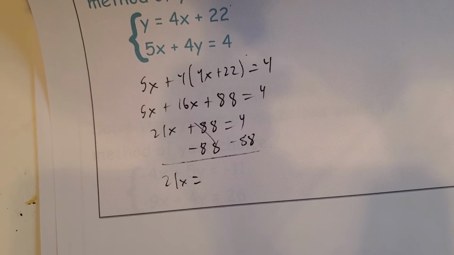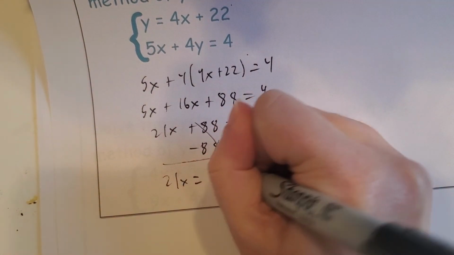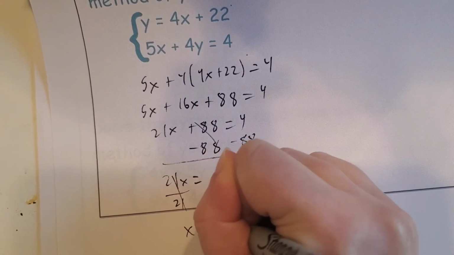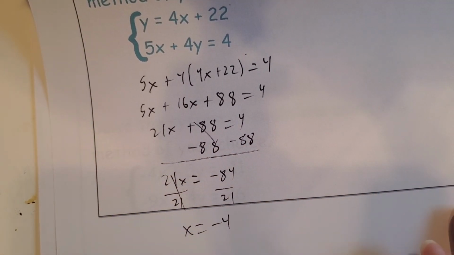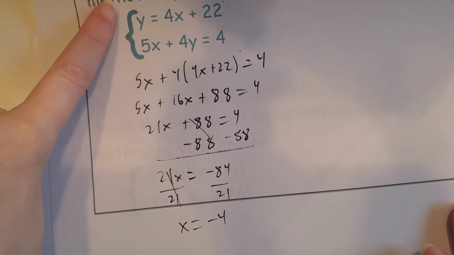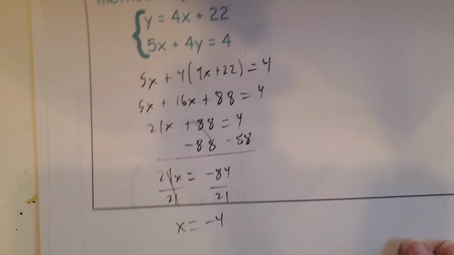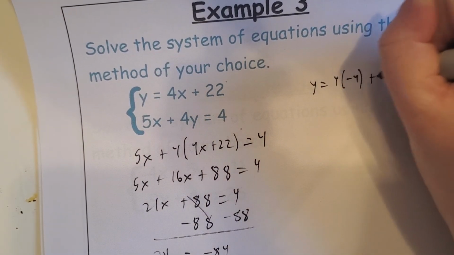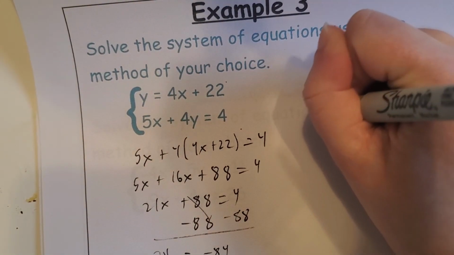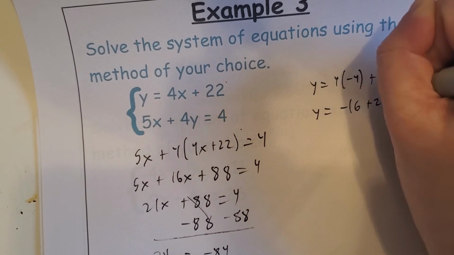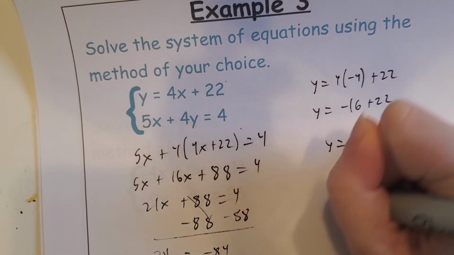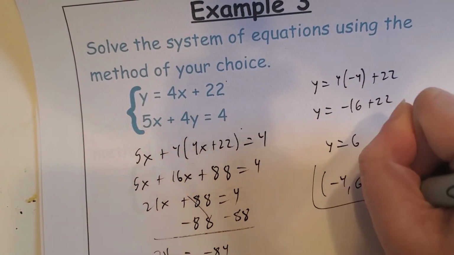This will get us negative 84 and divide by 21 to get x is negative 4. Plug that into either one. I'm going to go with the first one because it's already solved for y. So y equals 4 times negative 4 plus 22. So negative 16 plus 22 is, I think, 6? Yeah, 6. Y is 6, and that's our answer.